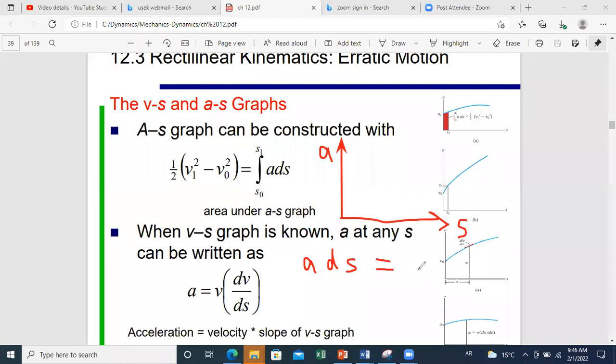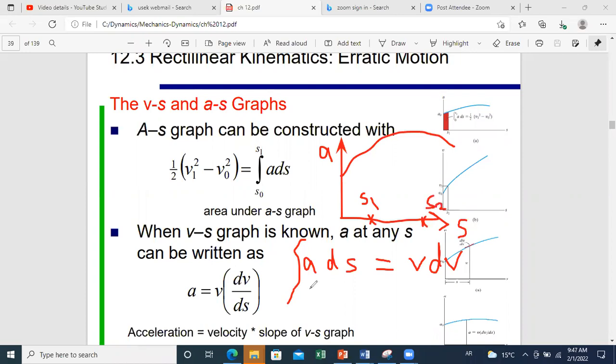Okay. Now, since you have already in your graph a given as a function of position, then from this graph you can deduce the integral of ads between any 2 points. So for example, if I consider, let's say this is point s1, and this is point s2.